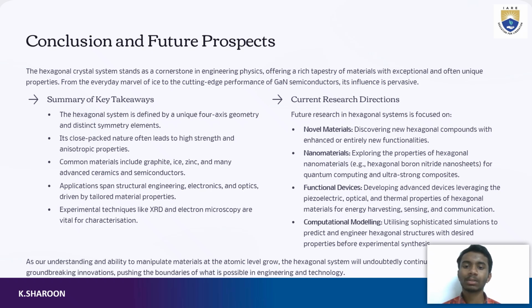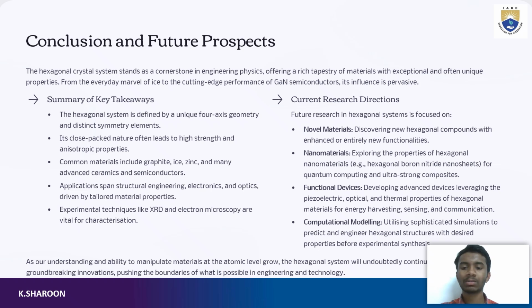Conclusion and future prospects. The hexagonal system stands as a cornerstone in engineering physics, offering a rich tapestry of materials with exceptional and often unique properties, from the everyday marvel of ice to the cutting edge performance of GaN semiconductors. Its influence is pervasive. Summary of key takeaways: the hexagonal system is defined by a unique four axis geometry and distinct symmetry elements. Its close packed nature often leads to high strength and anisotropic properties.